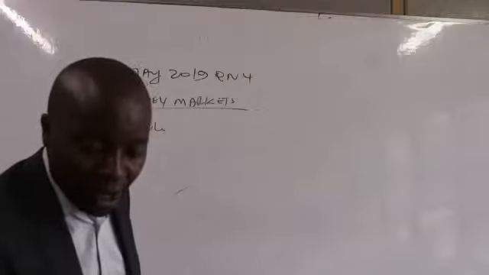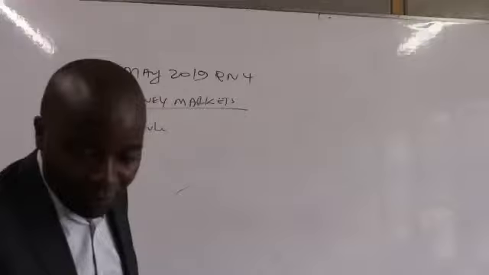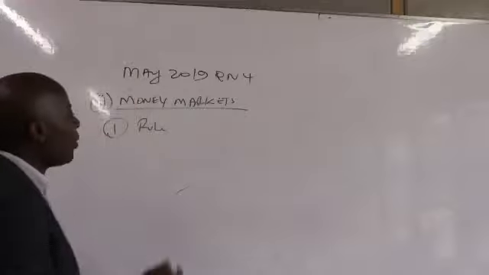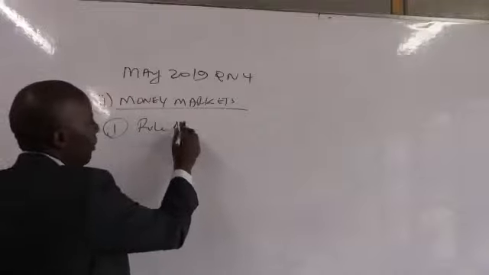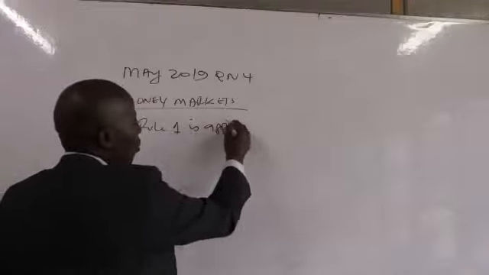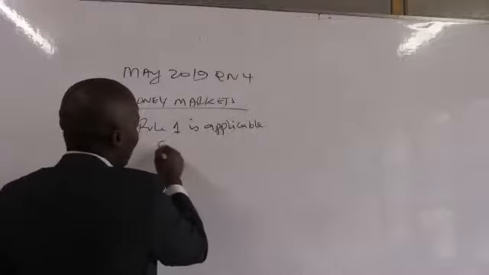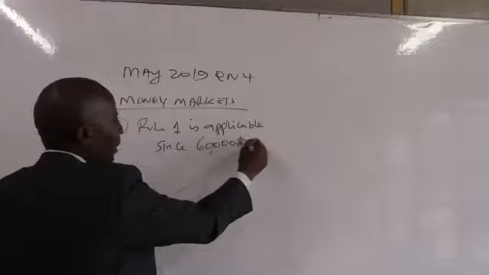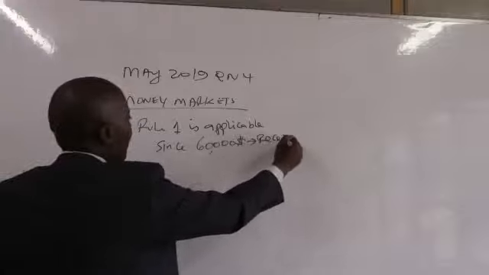The 60,000 is a receivable. If 60,000 is a receivable, ladies and gentlemen, I'm going to use rule number 1. Rule number 1 is applicable since $60,000 represents to us a receivable, a receipt.